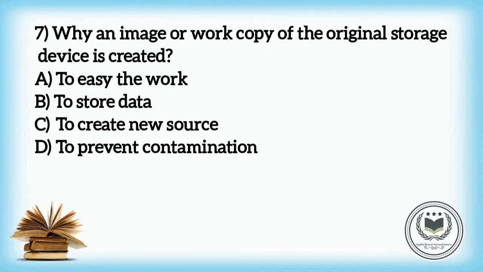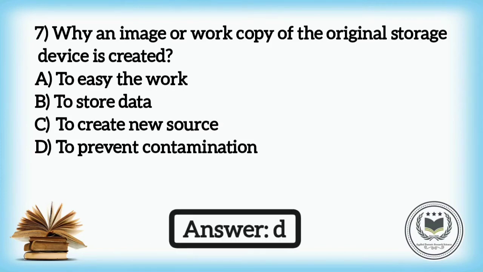Then seventh question. Why is an image or work copy of the original storage device created? A. To ease the work. B. To store data. C. To create new source. Or D. To prevent contamination. The correct answer is D.